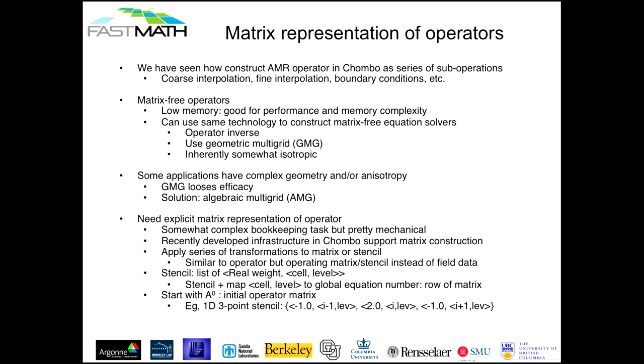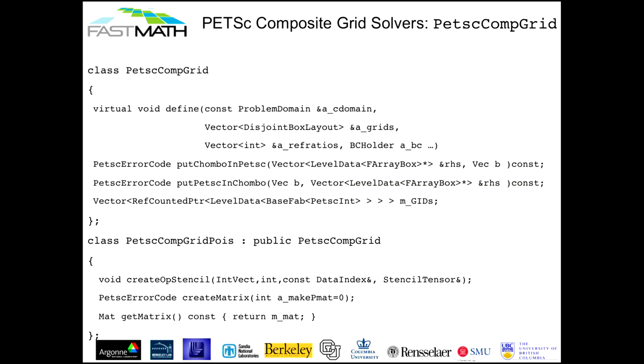It's basically, you will go from our matrix-free representation to the explicit matrix representation, and that basically looks like these two classes. So there's PETSc CompGrid, which takes our problem domain, our boxes, and our ref ratios, and so it basically gets the structure of our AMR hierarchy. And from that, it's able to turn our vector of level data of FArrayBox, so that's the data living on our hierarchy, and turn it into a PETSc vector. And it can go the other way around. It can take a PETSc vector and fill up our level data right-hand sides.